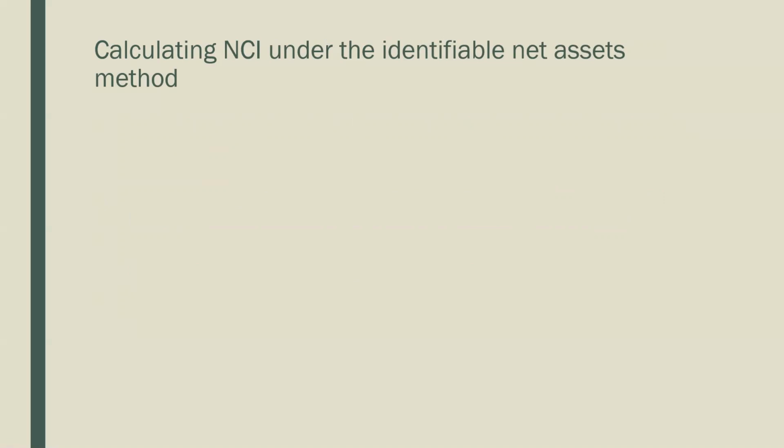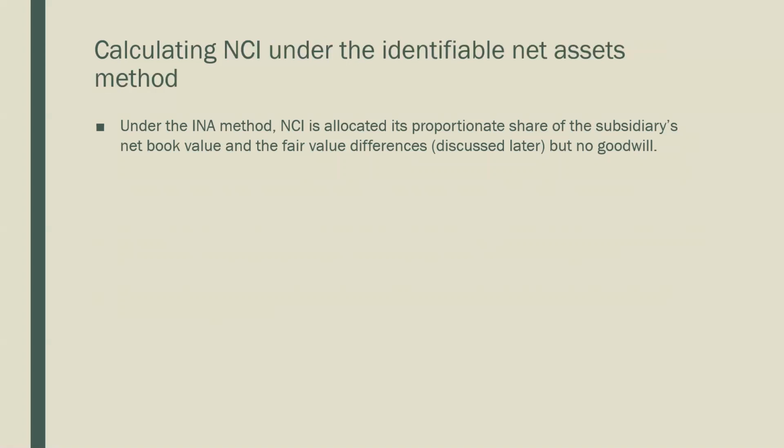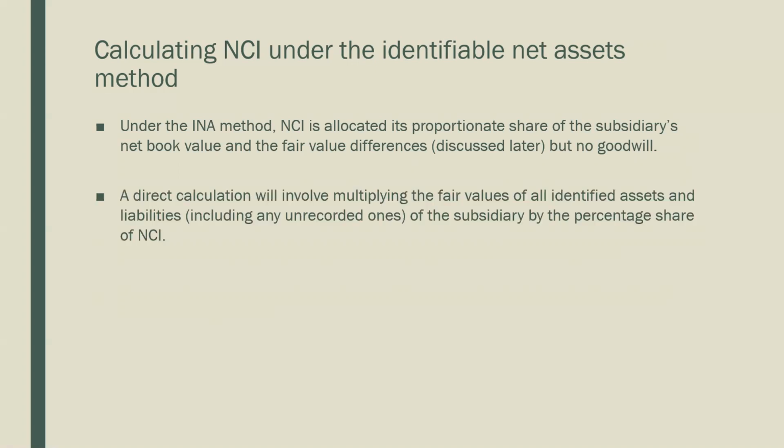Calculating non-controlling interest under the identifiable net assets method. So under the INA method, non-controlling interest is allocated their proportionate share of the subsidiary's net book value and fair value differences. We'll talk about later, but no goodwill. And so a direct calculation will simply involve multiplying the fair values of all the identified assets and liabilities, including any unrecorded ones, by the percentage share of NCI.